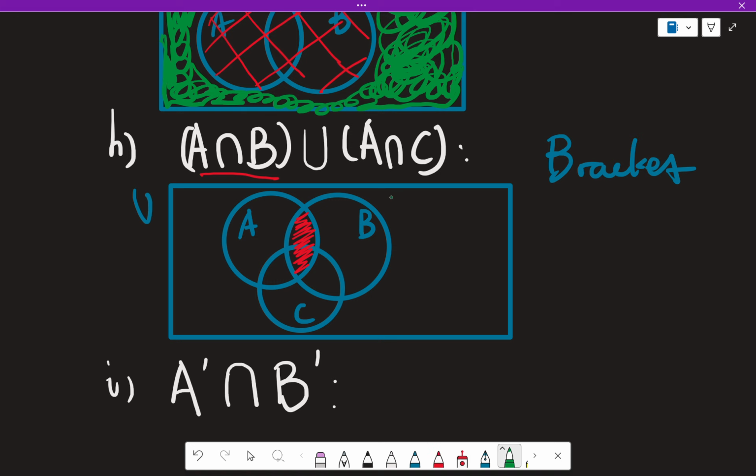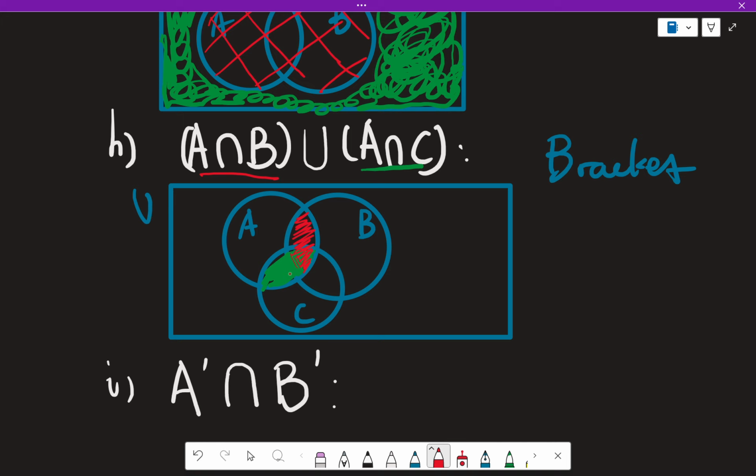Next is A intersect C. So that would be the intersecting area between the circle representing A and the circle representing C. That would be the area right here, which is the central overlapping part of the circle of A and the circle representing C. Let me just make this red appearing again.